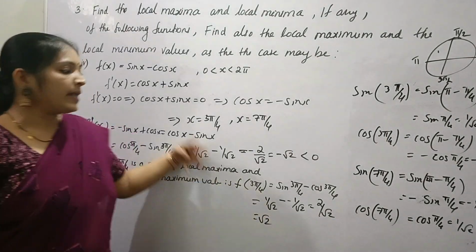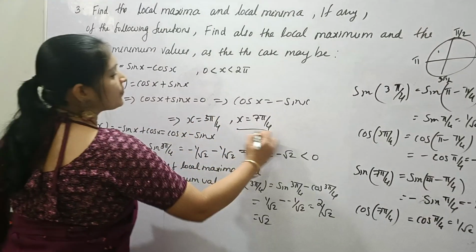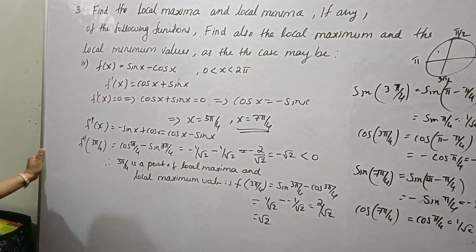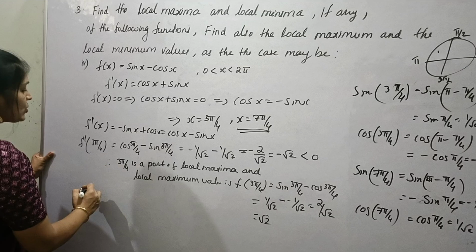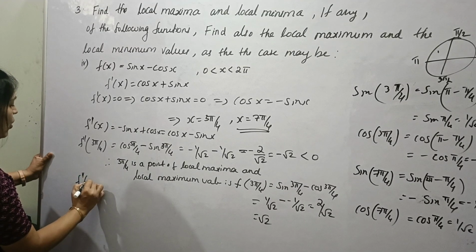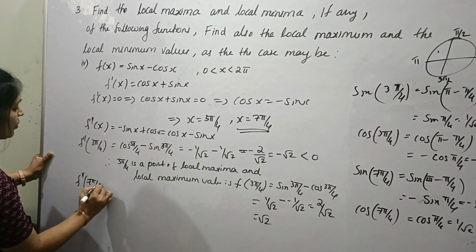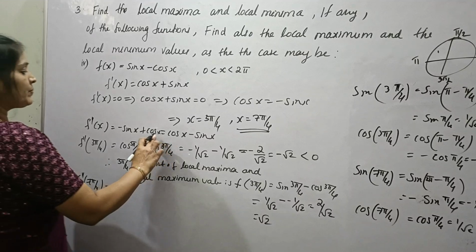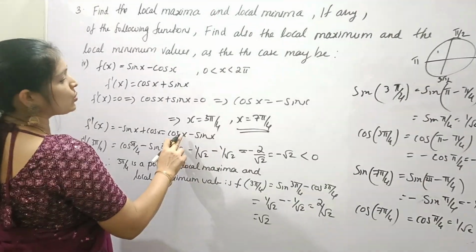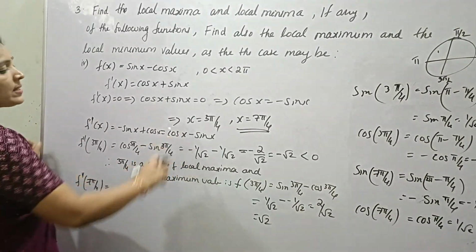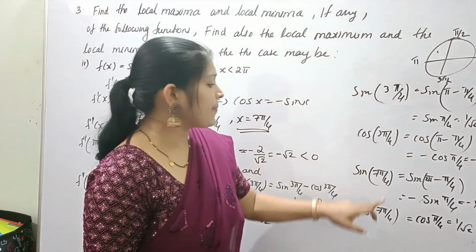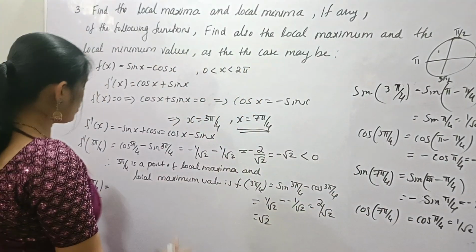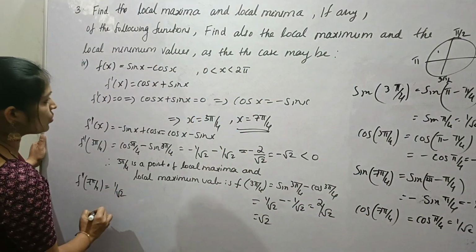Okay. Next we will find, see this one, that is x is equal to 7 pi by 4. So f double dash of 7 pi by 4 is equal to, substitute here x is equal to 7 pi by 4. Cos 7 pi by 4 is 1 by root 2.